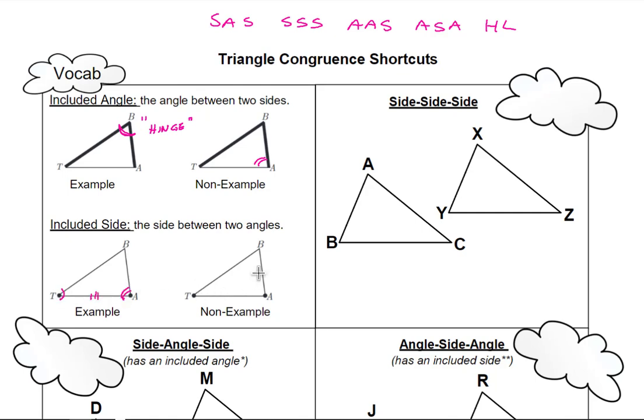An included side is the side in between two angles, like we have on the left. A non-example would have the included side stuck onto one of the angles. So you'd have an angle, angle, side pattern actually.